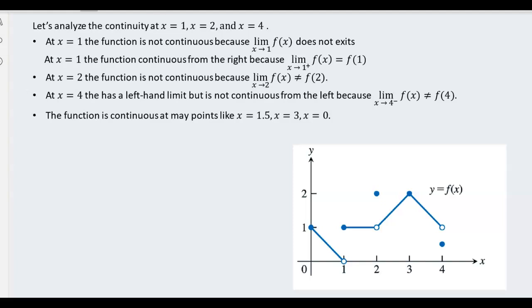Sort of obvious, but worth stating that at other points on the graph, like let's say 1.5 over here, or at x equals 3, or even x equals 0, the function is continuous, though at x equals 0, we would say that it's continuous from the right.